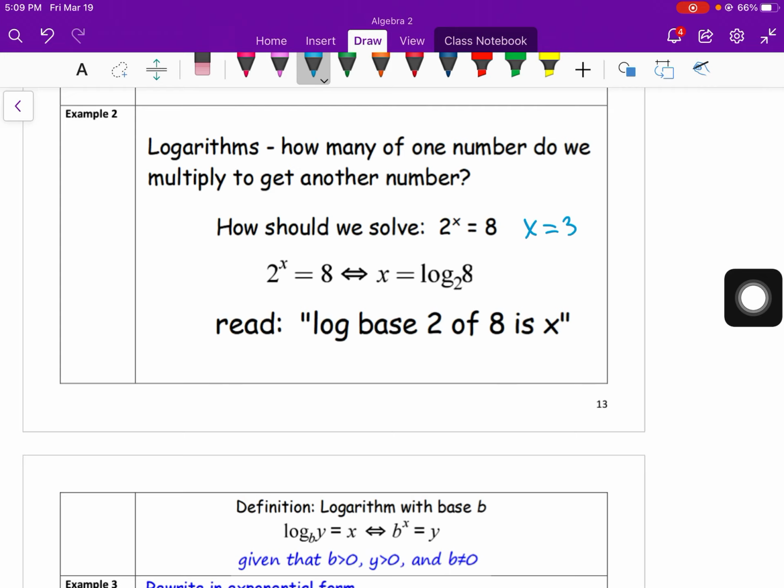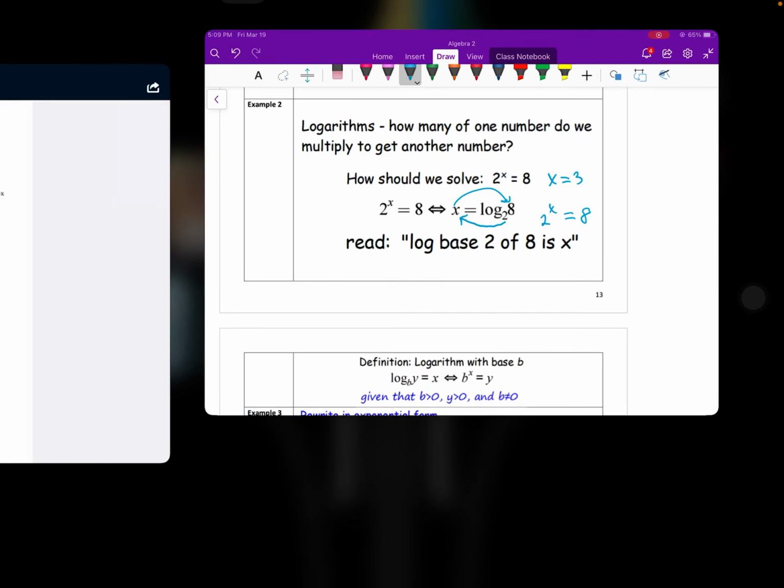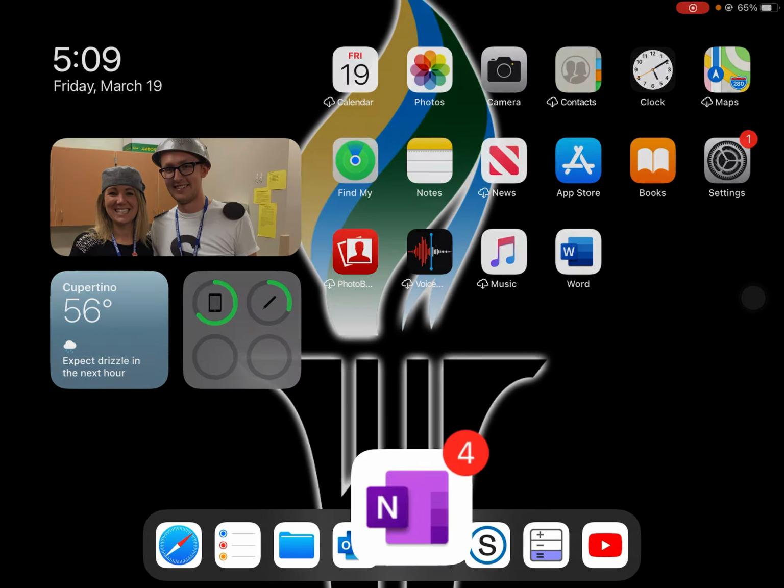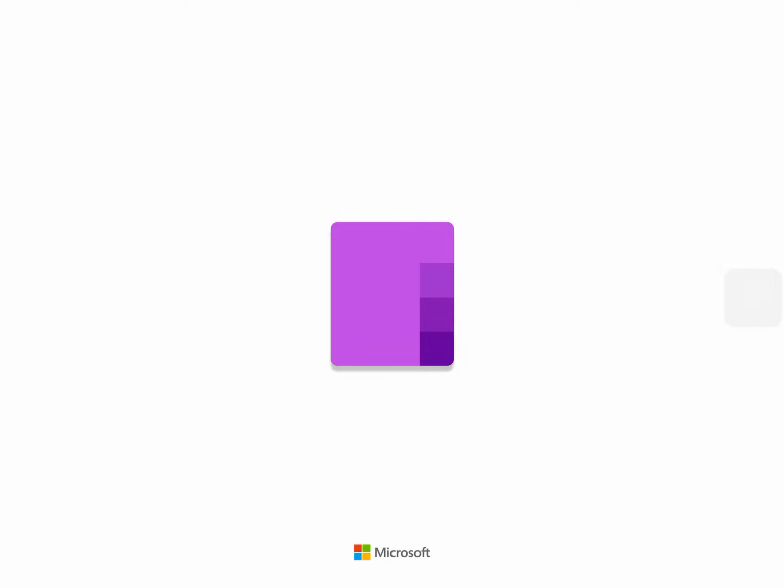A nice way that we'll do that is using these arrows. 2 to the power of x equals 8. I'm a little laggy right now. I think I'm going to close the app and then reopen it here. So again, those are equivalent, and we read that as log base 2 of 8 is x.